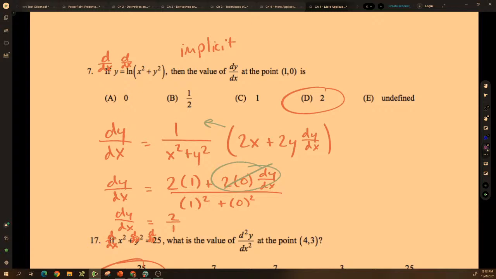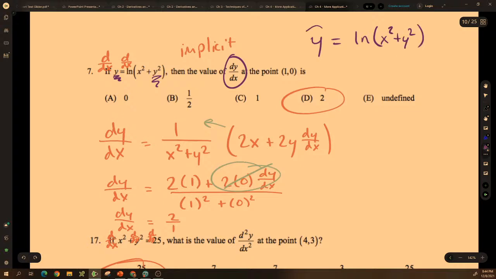This next one: if y equals ln of x squared plus y squared, what is the value of dy/dx? As soon as I see dy/dx and I have y's embedded in my equation, that's implicit. Now this one can be a little hard for people because a lot of people forget about that first y. But it's y equals ln of x squared plus y squared. I've seen a lot of students ignore that first y. You can't. Right? So this is d/dx, d/dx.